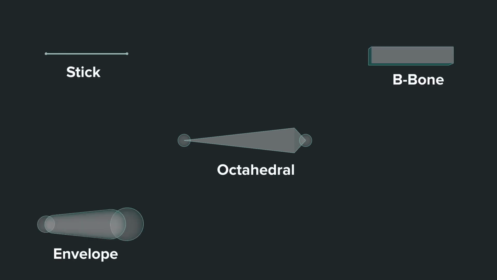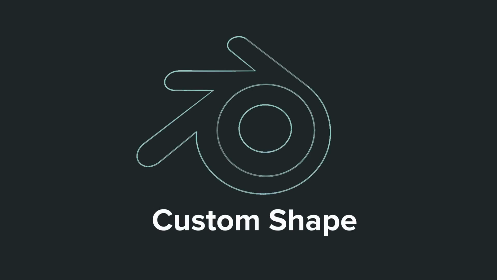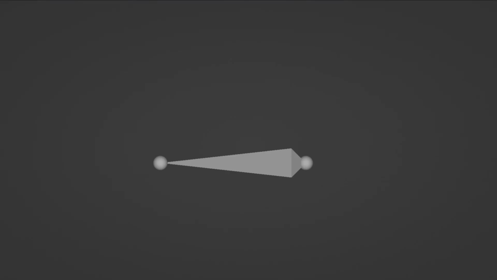So what is an armature? An armature is a container for one thing: bones. Armatures can be displayed in many different forms: octahedral, stick, B-bone, envelope, and wire. You can even have a bone take on any custom shape that you want. You'll learn how to do that later in the course. But here is our bone in its default state. Isn't it beautiful?